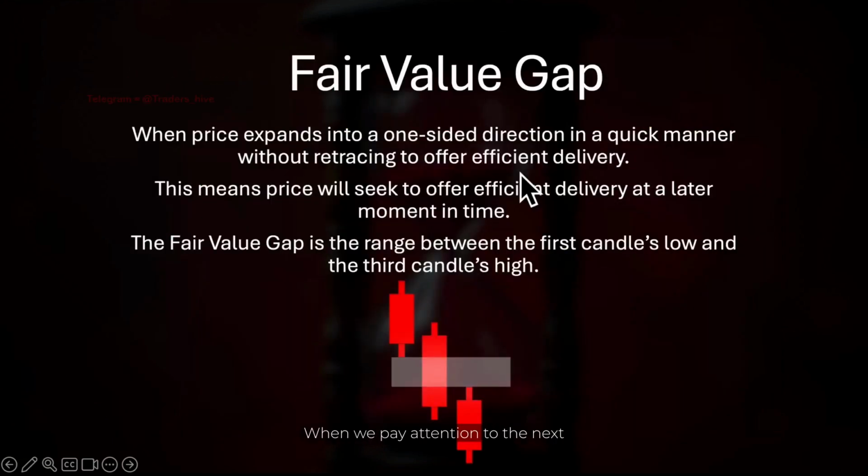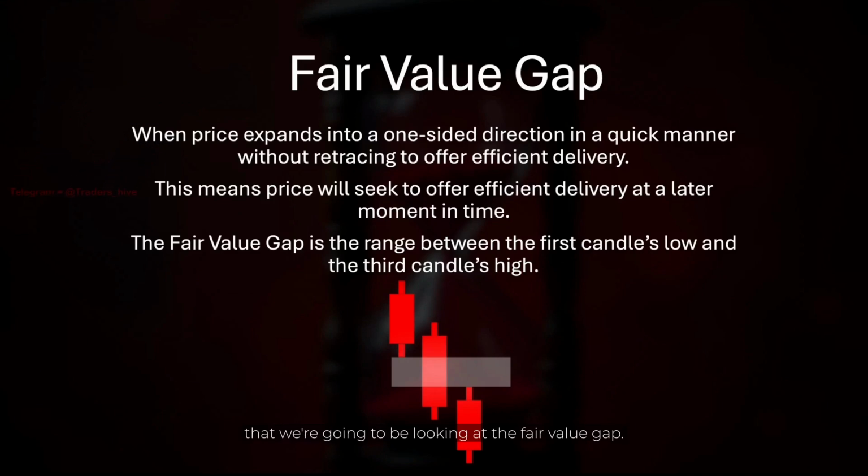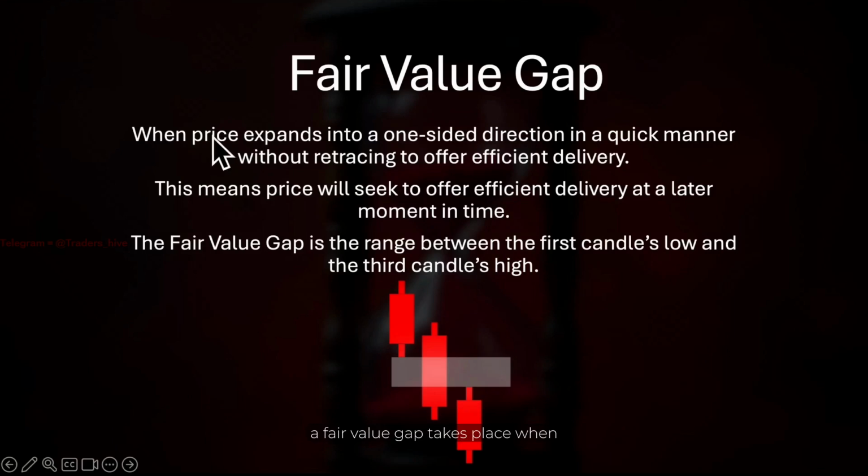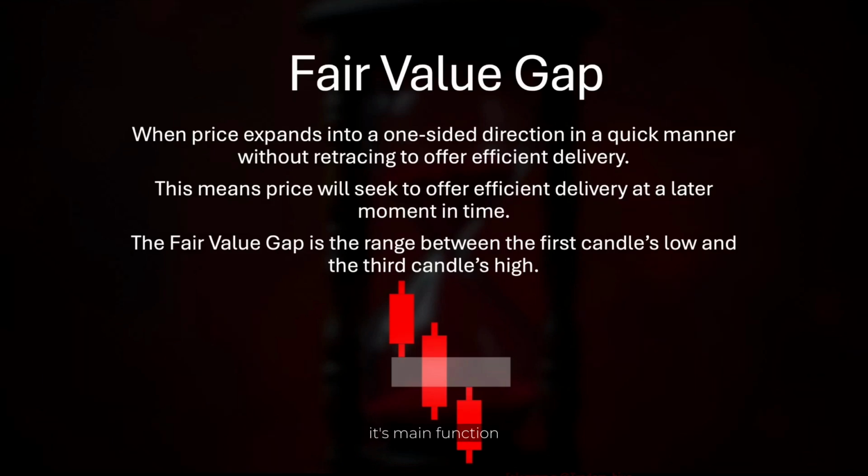When we pay attention to the next PD array then, what you can see is that we're going to be looking at the fair value gap. A fair value gap takes place when price expands into a one-sided direction in a quick manner without retracing to offer efficient delivery. This means price will seek to offer efficient delivery at a later moment in time. Why? Because IPDA's main function is to deliver price in an efficient manner on a time-based schedule.